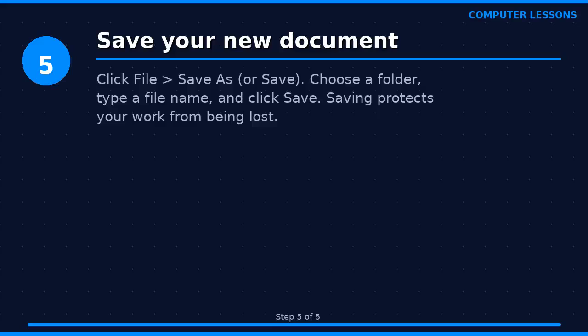And when you've got something worth keeping, you don't leave it to chance. Top left, File, Save As, pick your folder, give it a clear name, hit Save, and save often. Just like that, you're not watching the action, you're writing it.